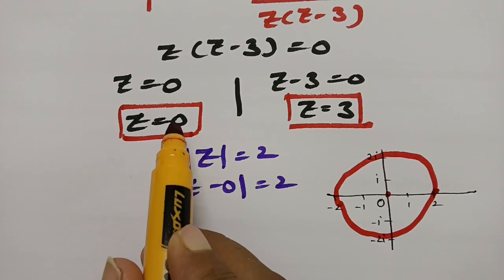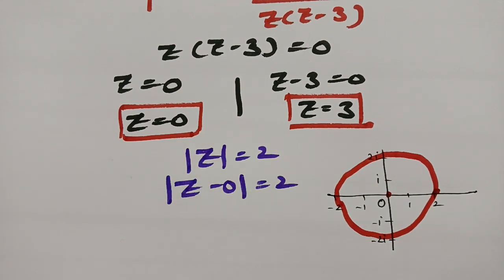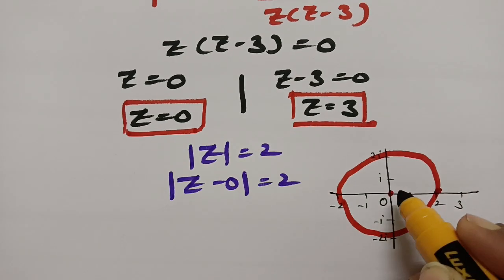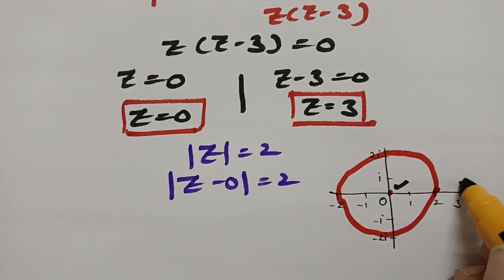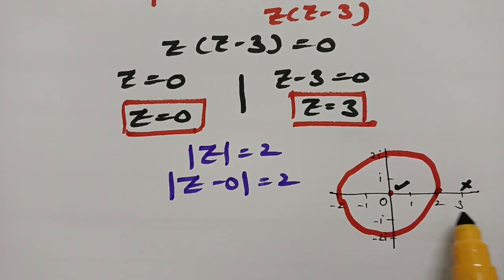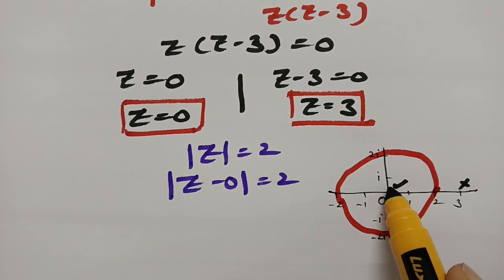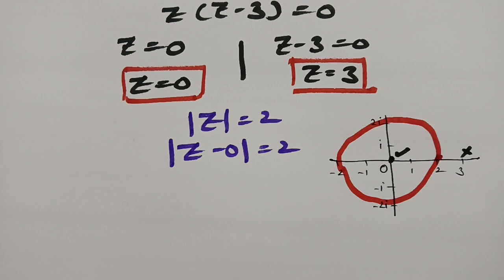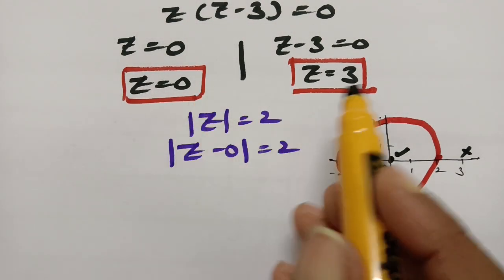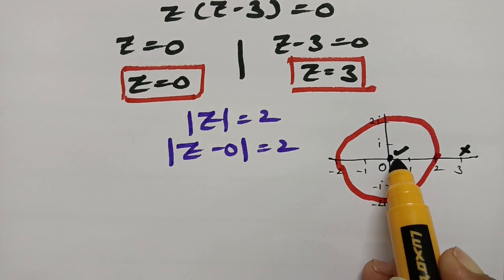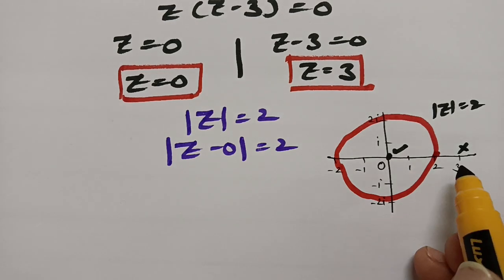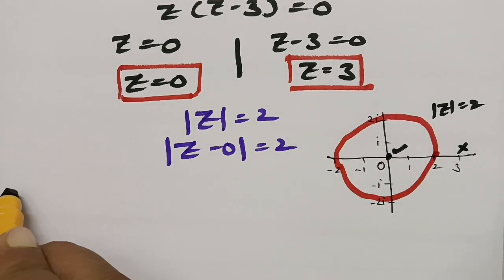So 3 is outside the circle, and 0 is inside the circle. For the point outside the circle, we need not find the residue, and we have to find the residues only for the points inside the circle. Among the poles z = 0 and z = 3, only z = 0 is inside the given circle |z| = 2, and 3 is outside the circle.